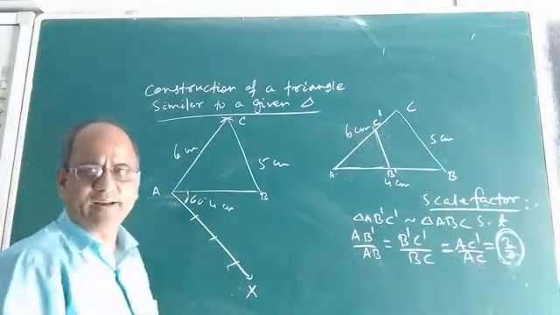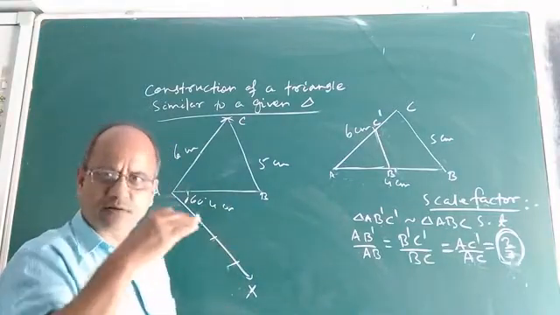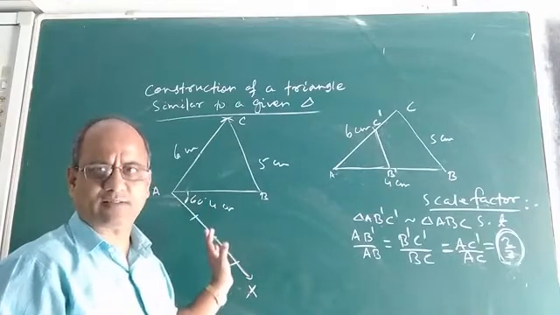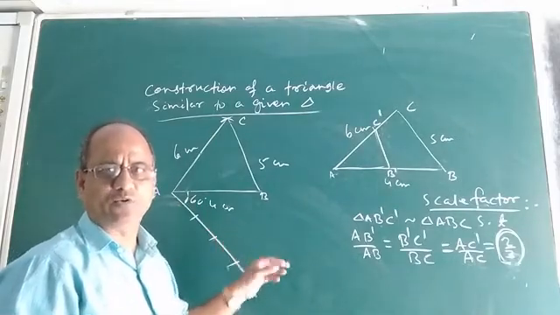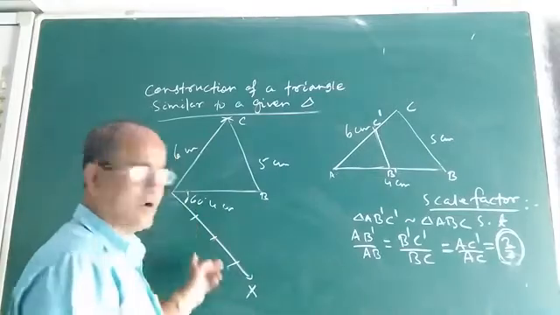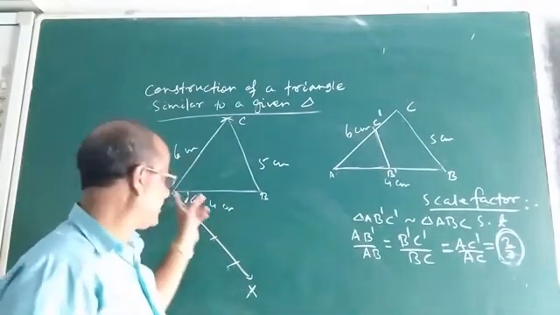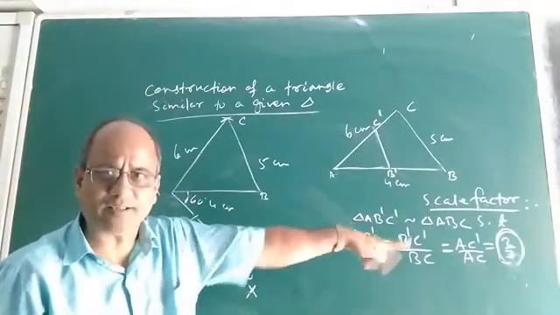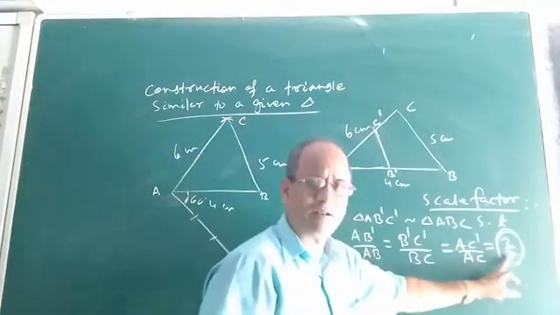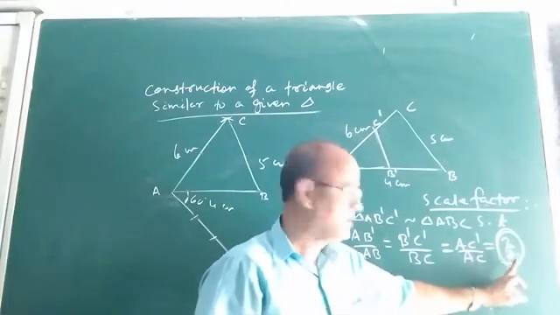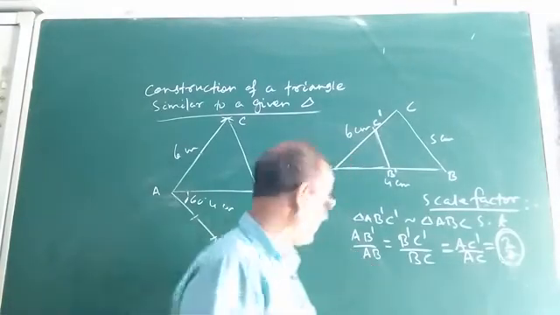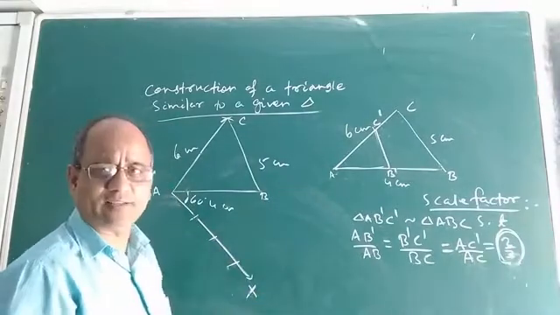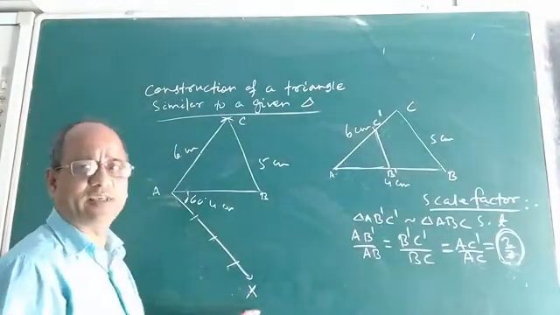Children, you know how to divide a line into n number of equal parts. It is already taught to you in class 8. Here 3 parts, because the denominator, or the greater part, in the scale factor is 3. Whatever is the greater part, this ray is to be divided into that much number of parts. So as it is 3, we have to divide AX into 3 equal parts.